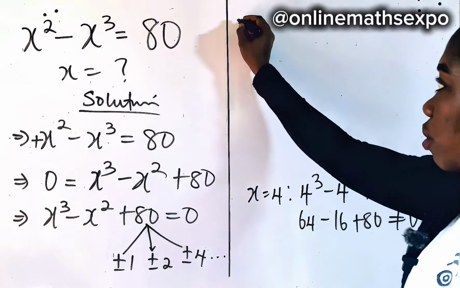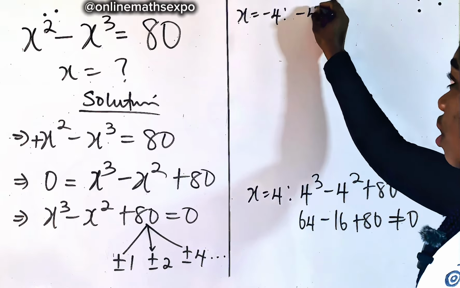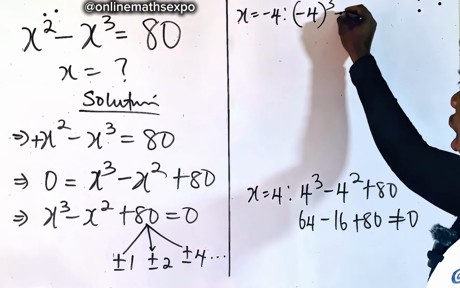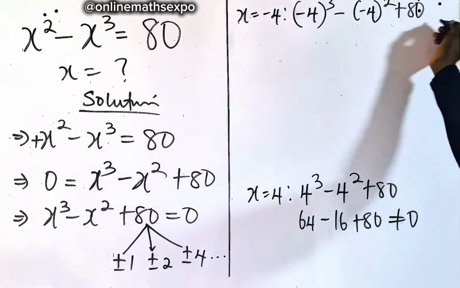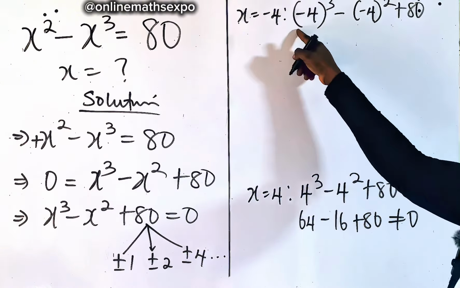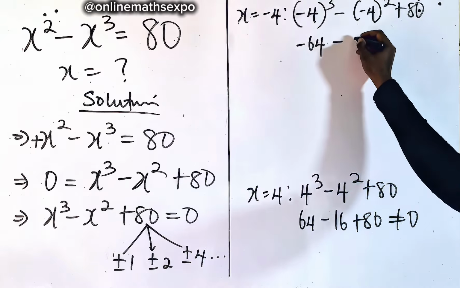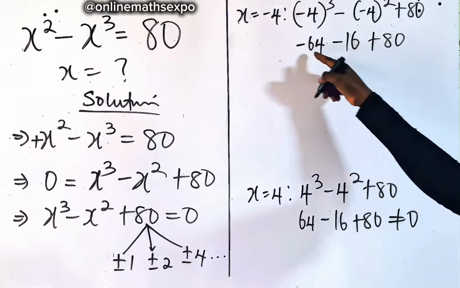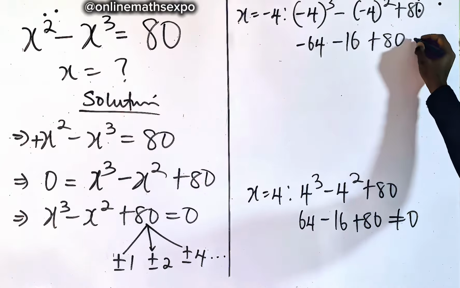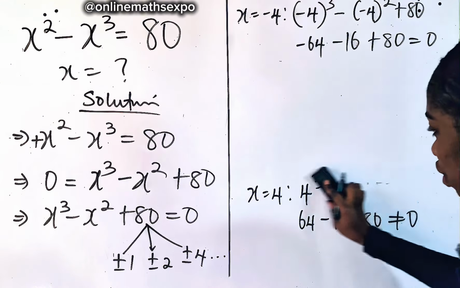So we can take it all. We have when x is negative 4, so we have negative 4 cubed minus negative 4 squared plus 80. Let's see if that gives us 0. So this will give us negative 64. This will give us positive 16, then add 80. If you add this and add this, it gives you 0. So it means x being negative 4 is one of the solutions.